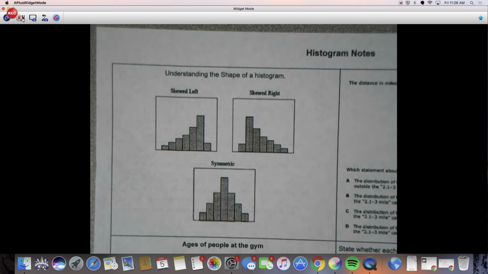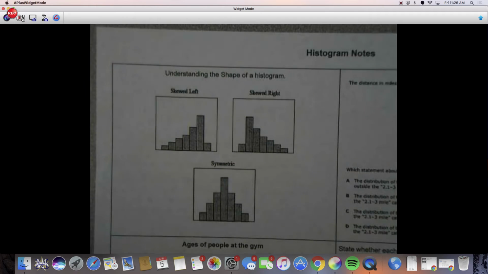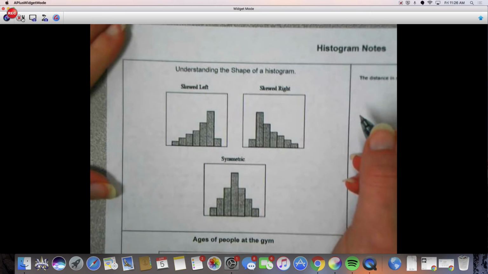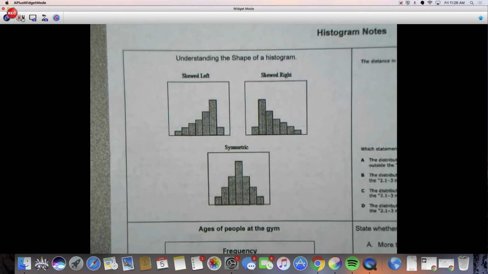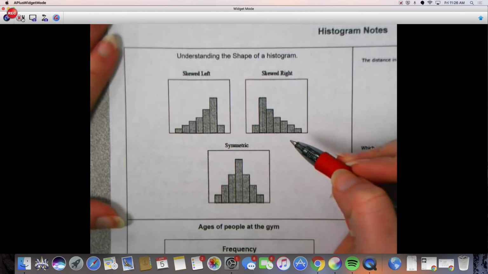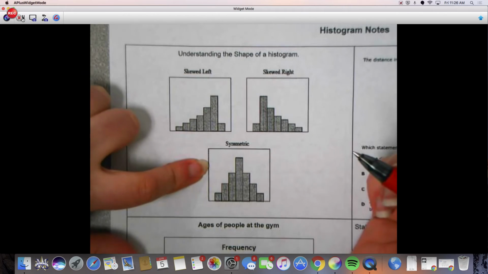We're looking at histograms today. A histogram is pretty much, guys, a very fancy name for bar graphs. Okay? It's bar graphs. So, one of the main things that they test you on with histograms has to do with the shape of your histogram. Okay? I want us to actually start with this one, symmetric.